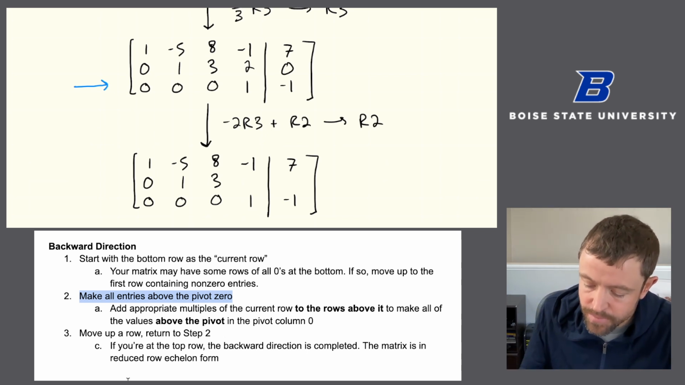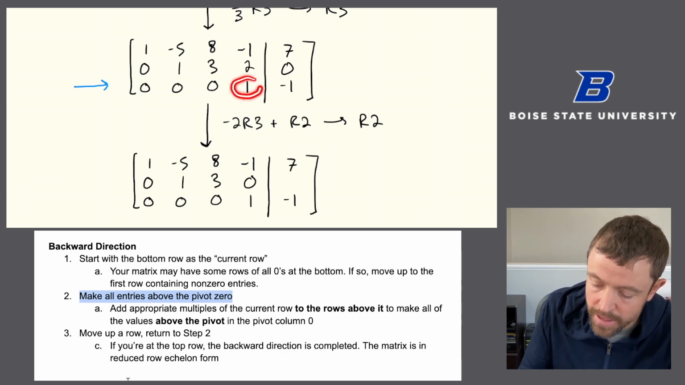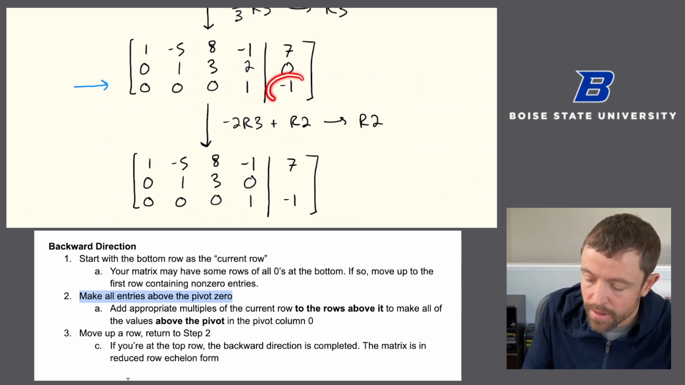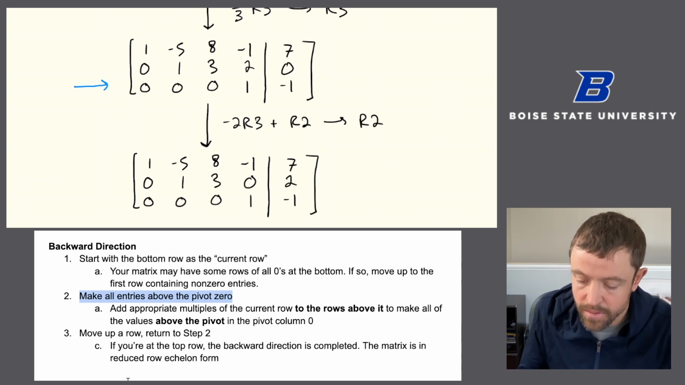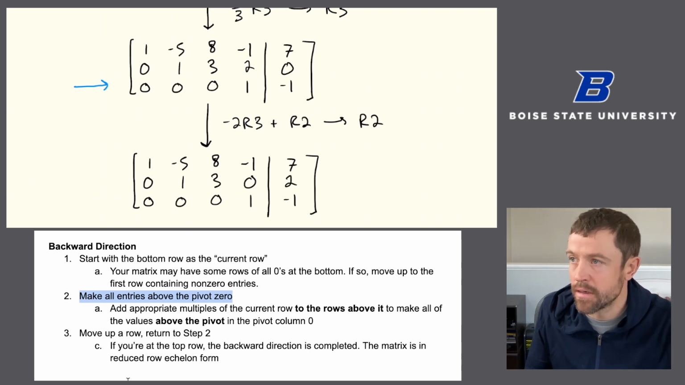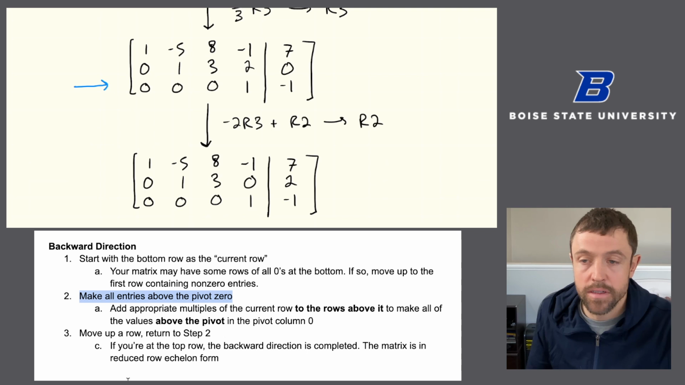So what happens here? Well, I get a 0 here, right? I get -2 times 1 is -2 plus 2 is 0. Now here, I have -1 times -2 is 2. 2 plus 0 is 2. And so I get a 2 in this entry. And so I'm done with that step.